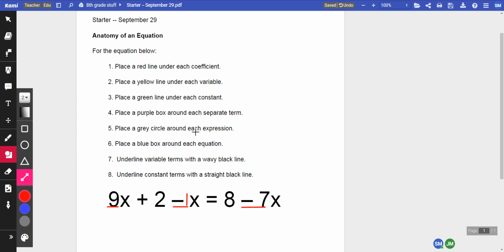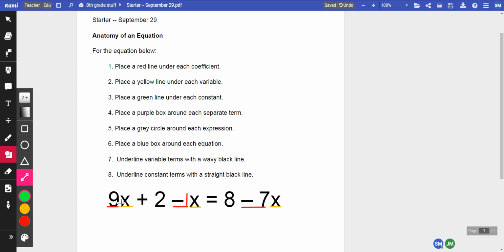Place a yellow line under each variable. So I'm going to go with a yellow line under each variable. The variable is a letter, so x in this case. So there's a variable, there's a variable, and there's a variable. Yellow line.